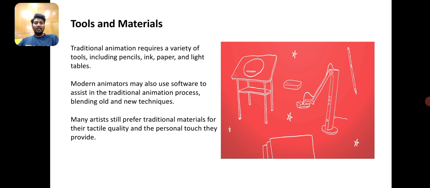And tools and materials. Traditional animation requires a variety of tools, including pencils, ink, paper, and light tables. Modern animators may also use software to assist in the traditional animation process, blending old and new techniques. Many artists still prefer traditional materials for their tactile appeal and the personal touch they provide.